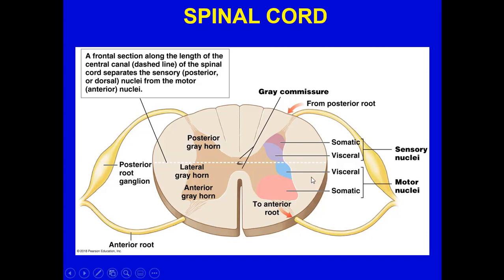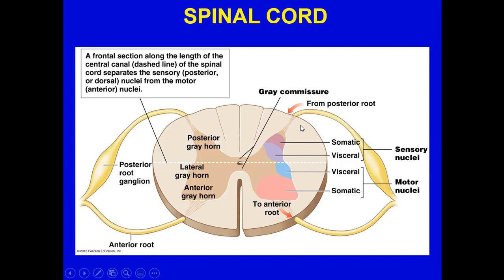Okay. Now, you can put a dotted line right through here to get an idea what's what. So the posterior gray horn also goes by the dorsal gray horn. The lateral here is going to be purely involved with visceral, so that's going to be mostly autonomic nervous system. The lower part is somatic. That's going to be somatic motor, and so that's going to be stuff that you have conscious control over, or it's going to be involved with skeletal muscle primarily.